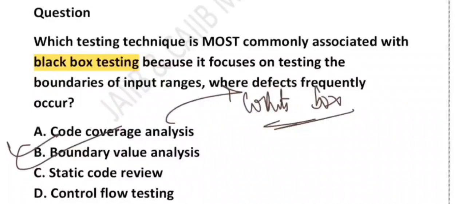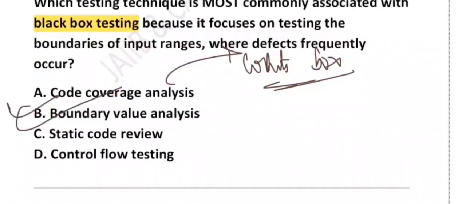C says static code review. Actually, this is not black box at all. It requires reading the code manually. Here the tester sees the code, so it is not boundary based black box testing. What about control flow testing? Again, white box testing, right? It studies the flow or path of the program through the source code.